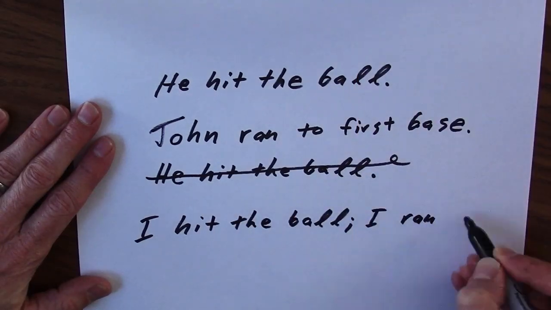Then the second example is the semicolon. I hit the ball, semicolon, I ran to first base. And also think about the semicolon as an equal sign. You connect grammatically equal parts: sentence equals sentence, clause or phrase equals clause or phrase. Think of the semicolon as the grammatical equivalent of an equal sign. What's on one side has to be on the other. If you've got a clause or phrase on one side, you've got a clause or phrase on the other.